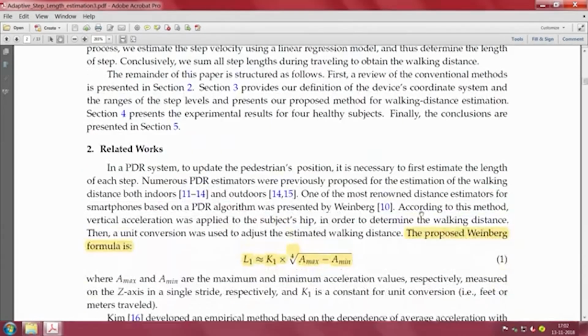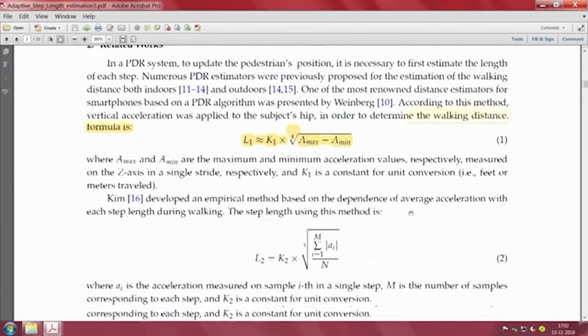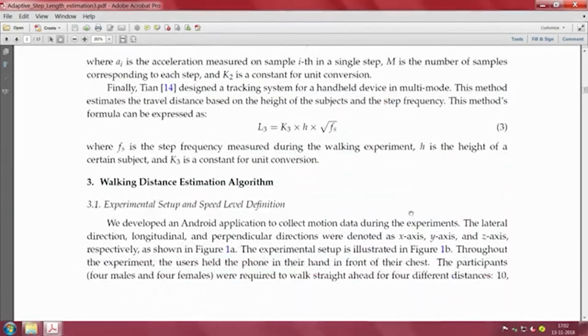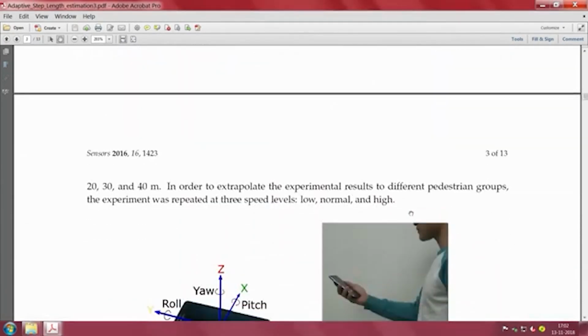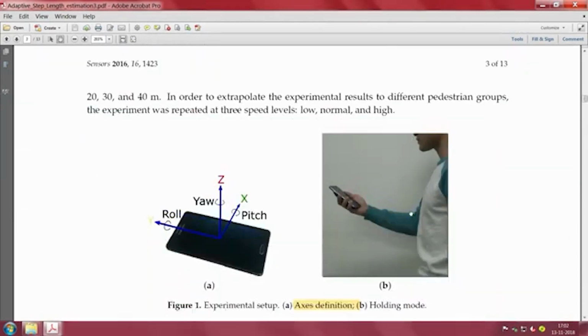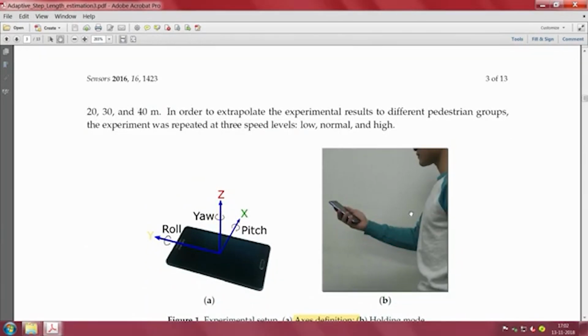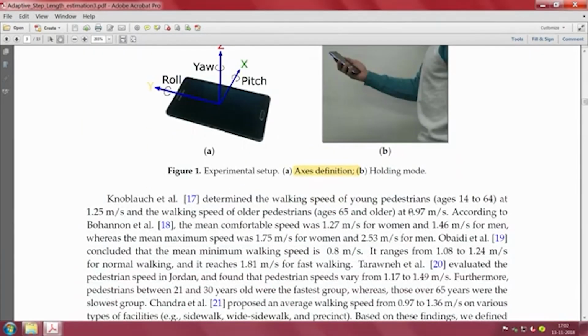So all the related works are mentioned here. You can see that the proposed Weinberg formula is this, and walking distance estimation is what they are trying to get to, and then they have an experimental setup which they talk about. You can see that z is nothing but yaw, it is moving up and down, and in order to do this experiment they actually tie the accelerometer to the leg, and this is very important because they really want to get to proper ground truthing, okay.